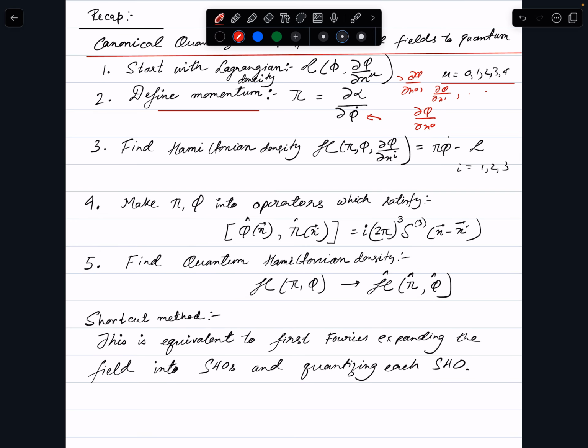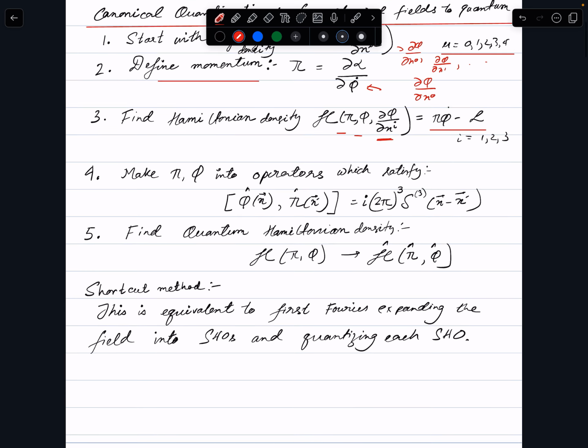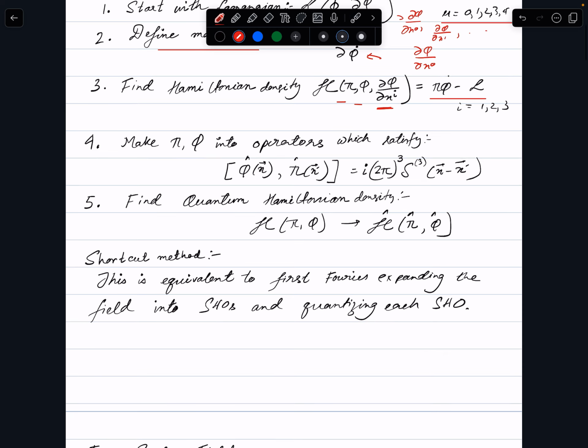Then we find the Hamiltonian density, usual formula just like in the quantum mechanics case, and the Hamiltonian density will be now a function of pi, phi and the space derivatives of the field. So because the time derivative will be related to pi, when you make this switch, phi dot will disappear from the formula, just like in the classical mechanics case. Q dot disappears and you only get P and Q. Similarly, here you will get pi and phi, but also the space derivatives will remain.